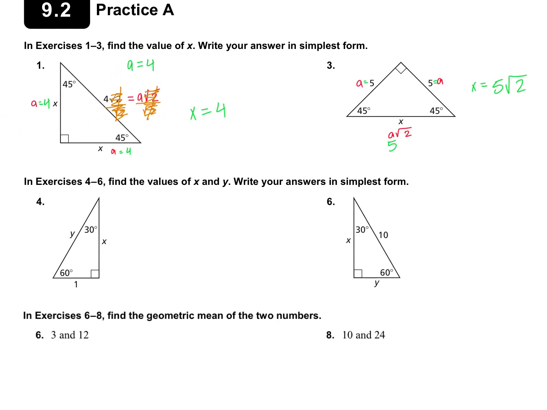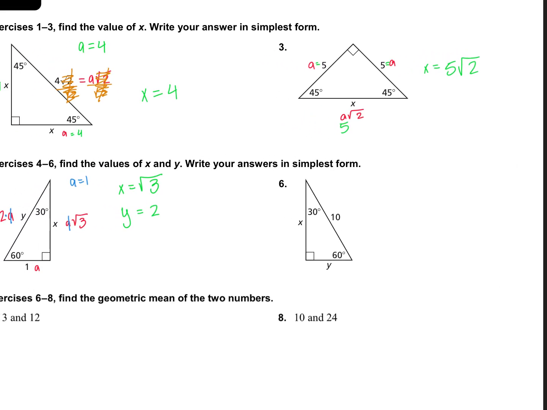So looking at my 30, 60, 90, I'm going to go ahead and label. Opposite of 30 is A. Opposite of 60 is A radical 3, and your hypotenuse is 2A. So what they're telling me, if A equals 1, just plug in a 1 for your A. Keep in mind this is multiplication. So your answer for x is going to be radical 3. Your answer for y is just 2, because 2 times 1 is 2.